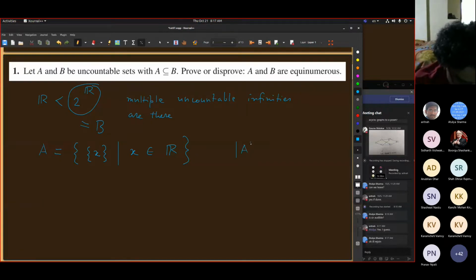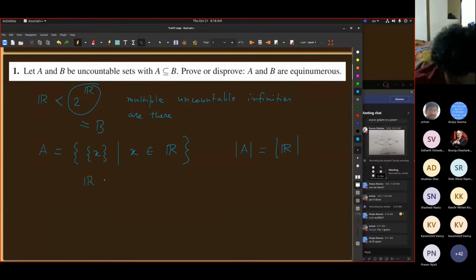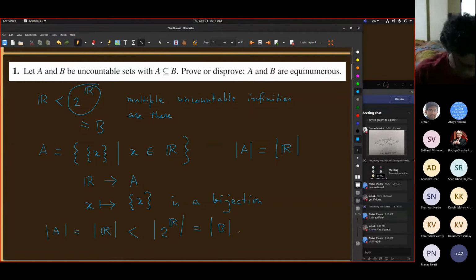And then I claim that the size of A and R are the same. Why? Because from R to A, I can have a map x going to the set {x}, and this is a bijection. Fairly straightforward to see. Therefore, this set A and this set R are of the same size, that is, they are equinumerous, and by the power set theorem, the size of A is equal to the size of R, which is less than the size of 2 power R, which we have taken as set B. Happy?